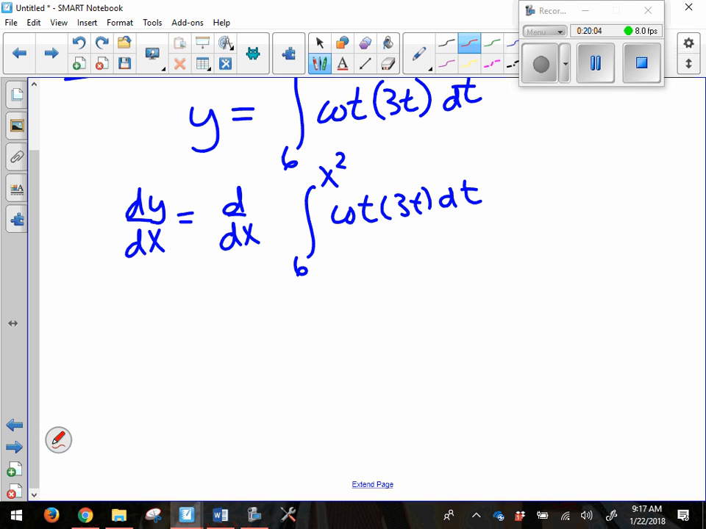Priya. Not exactly. The fundamental theorem of calculus very specifically says that the upper limit has to be an x. Or let me put it to you this way. The upper limit has to be a variable to the first power.